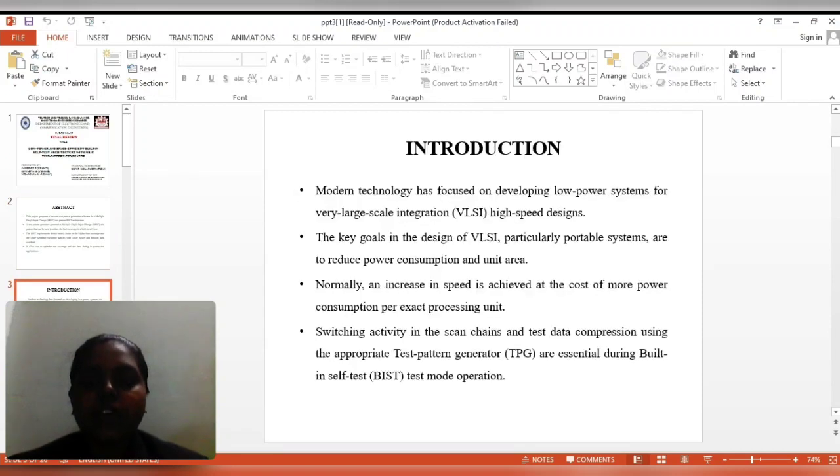Introduction: The key goals in the design of VLSI, particularly portable systems, are to reduce power consumption and unit area. Switching activity in the scan chain and test data compression using the appropriate TPG are essential during built-in self-test mode operation. An increase in space is achieved at the cost of more power consumption per exact processing unit.